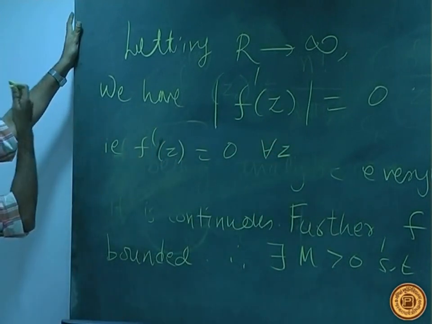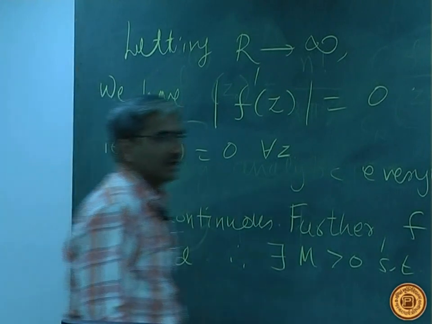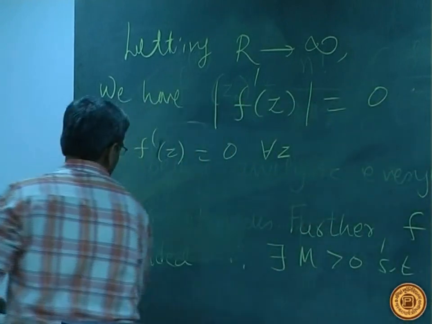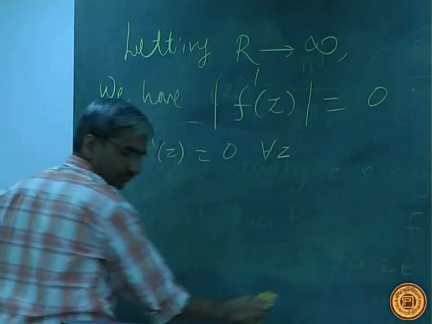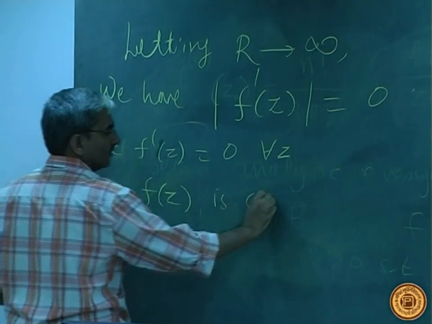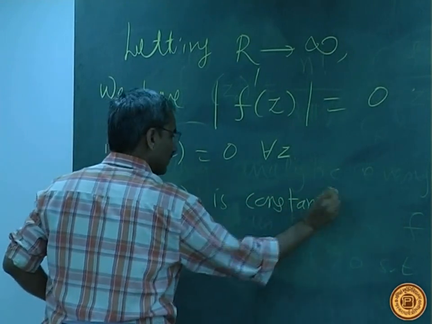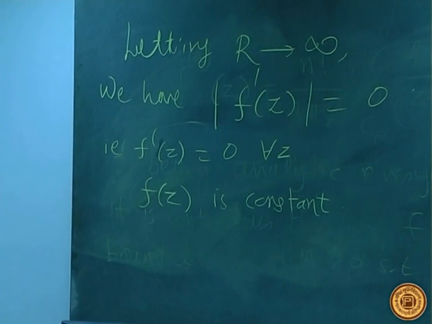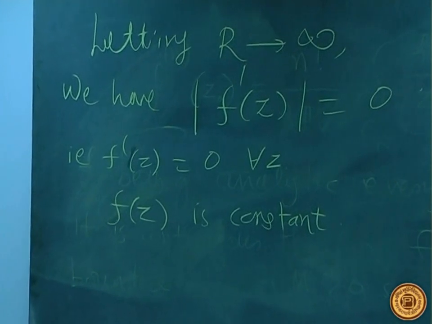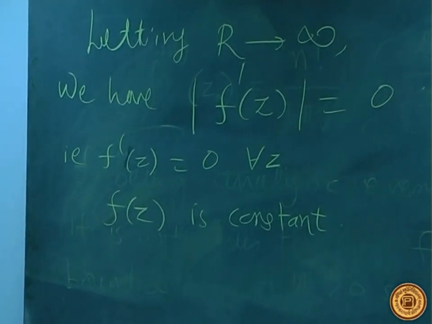But then we have seen that if F is analytic and its derivative is 0, then the function must be constant. Okay, so F of Z is constant. So if F is an entire function which is bounded, then it has to be constant. An entire bounded function has to be constant.